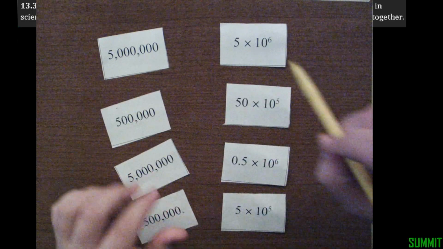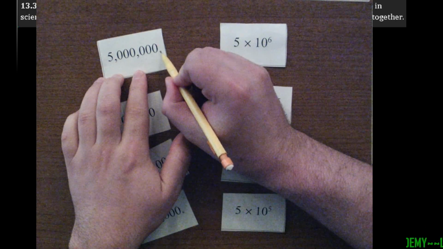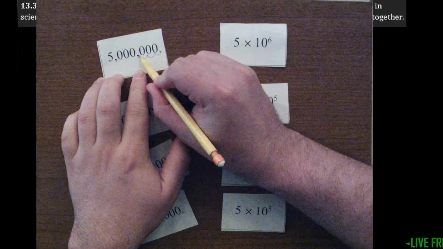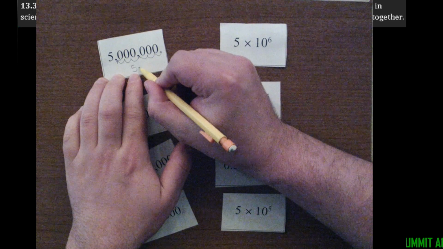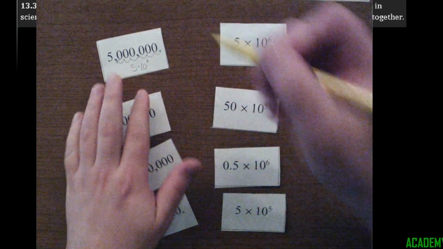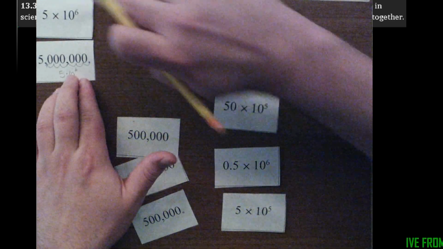So again, if we're talking about our standard form, I have my decimal right here and I move it 1, 2, 3, 4, 5, 6 times to the right. So this is going to be the same as 5 times 10 to the power of 6, which is this one right here. So these two go together. I can match those like that.